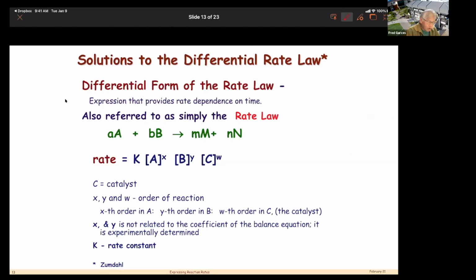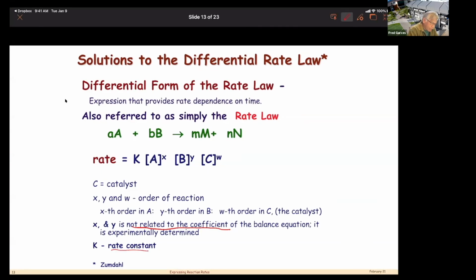X, Y, and W are called the order, and they generally are like powers. Like if you have 2, it means that you're taking the concentration and squaring it. If you've got 3, you're taking the concentration and cubing it. So these X, Y, and W for our class, they are integers. In more advanced class, they may not be integers, okay? Again, they are not related to the coefficient in the balanced equation, and then K is the rate constant.